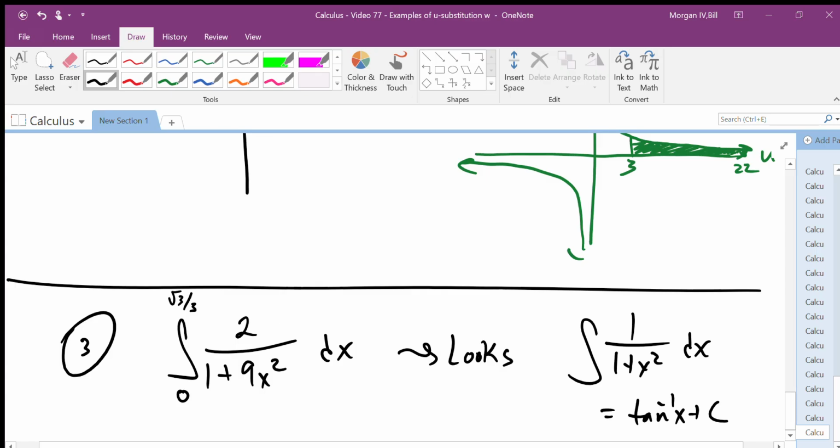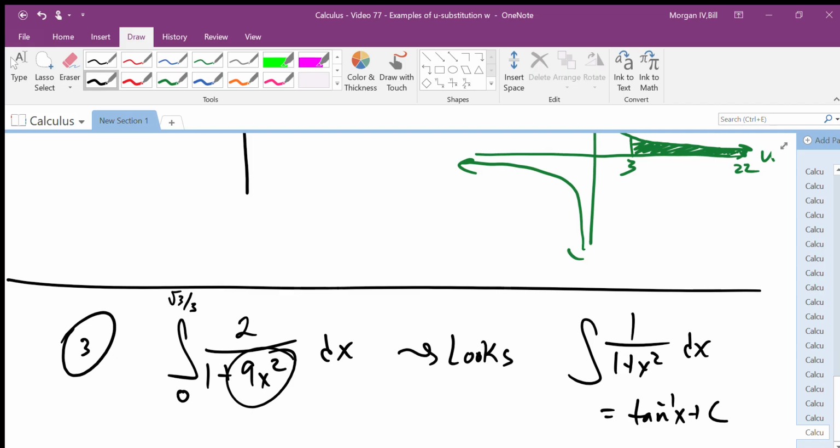My problem though, it's not 1 plus x squared, it's 1 plus 9x squared. So what I'm thinking here is, this answer should be inverse tangent somehow, but I need to force this 9x squared to be just some variable squared, like say u squared. If I can make this denominator 1 plus u squared, then I can integrate to get an inverse tangent.